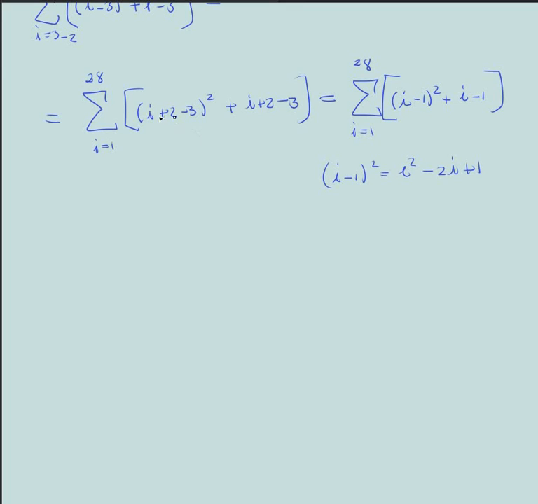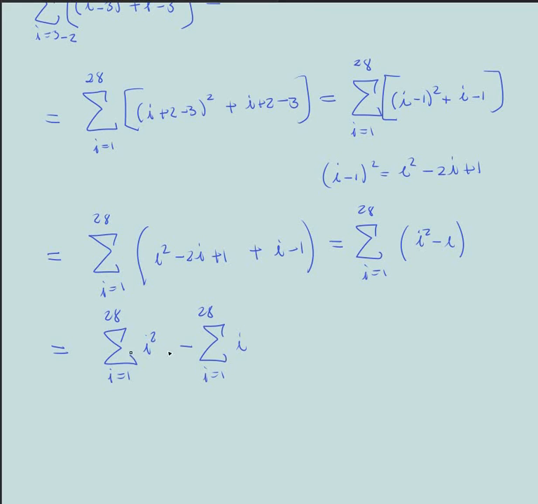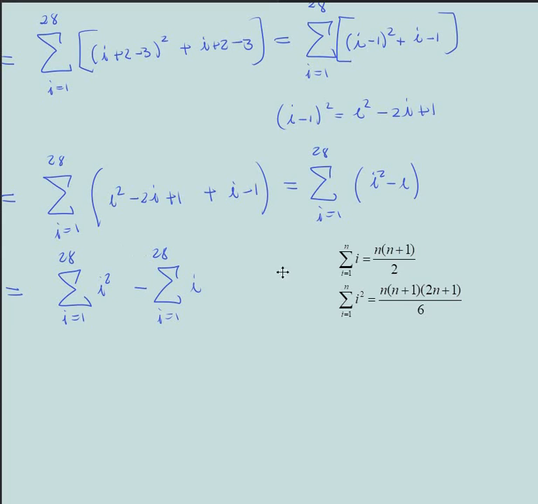Now substituting this into this equation, we get I squared minus 2I plus 1 plus this part here, I minus 1. And you can see that the 1 and minus 1 cancel. I squared stays alone. Minus 2I plus I is going to be minus I, and that will give us the summation of I squared minus I. And now we can put these into two different summations. There you can see we separated them into separate summations. Now using these two formulas, we can find how much is the sum of I squared, and we can find how much is the sum of I.